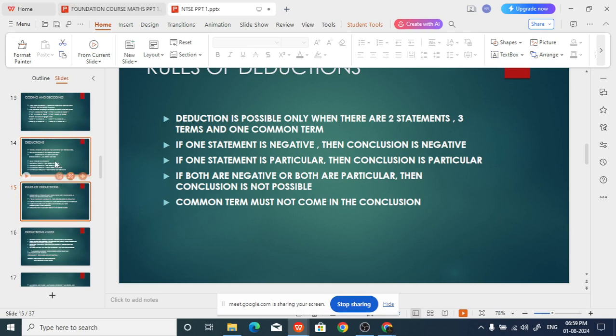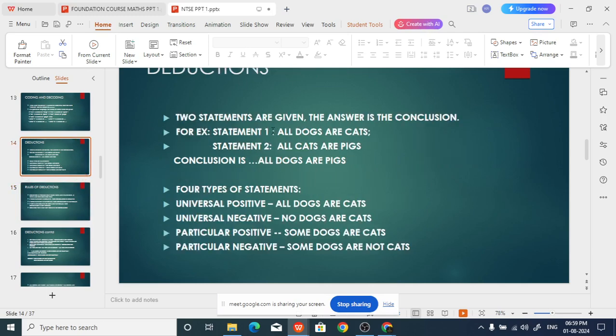Let's go back to the original example. What is the common term between statement 1 and statement 2? Cat. So cat should not come in the conclusion. Do you find cat in the conclusion? No, because we have dogs and pigs, we don't have cat. So in the conclusion, the common term should not come.